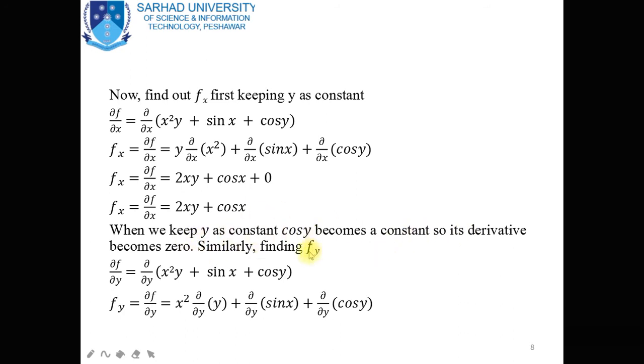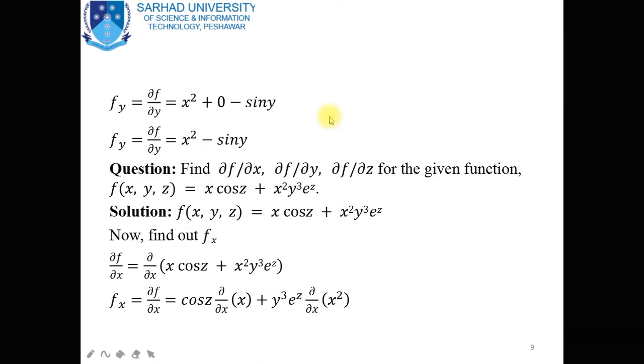Now similarly, to find the partial derivative of the function with respect to y, the partial derivative of x square into y plus sin x plus cos y with respect to y is equal to x square, which is treated as a constant, times the partial derivative of y with respect to y, which equals 1, and the partial derivative of sin x with respect to y will be 0, and the partial derivative of cos y with respect to y will be equal to minus sin y. So we obtain the partial derivative of the function with respect to y is equal to x square minus sin y.